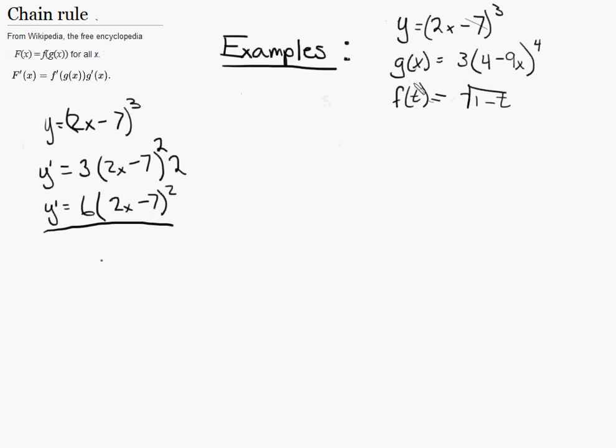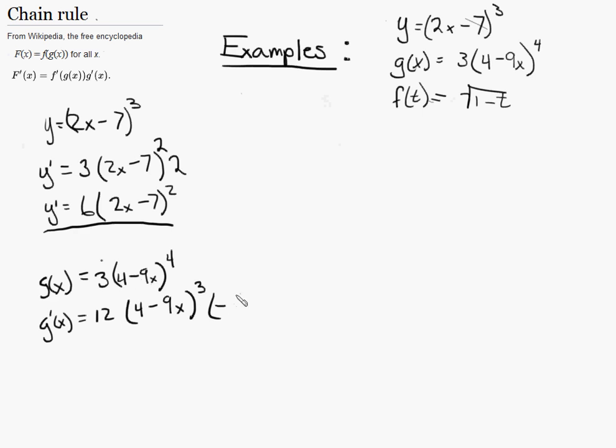Alright, now we'll do the second example, g of x. So if g of x is equal to 3 times the quantity (4 minus 9x), all to the fourth power, then g prime of x, alright, we use the power rule. 3 times 4 is 12, times whatever we have in the middle, 4 minus 9x, and then reduce the power by 1, so we have a 3, times the derivative of whatever's on the inside. So this part is the derivative of 0, and this part the derivative is negative 9.